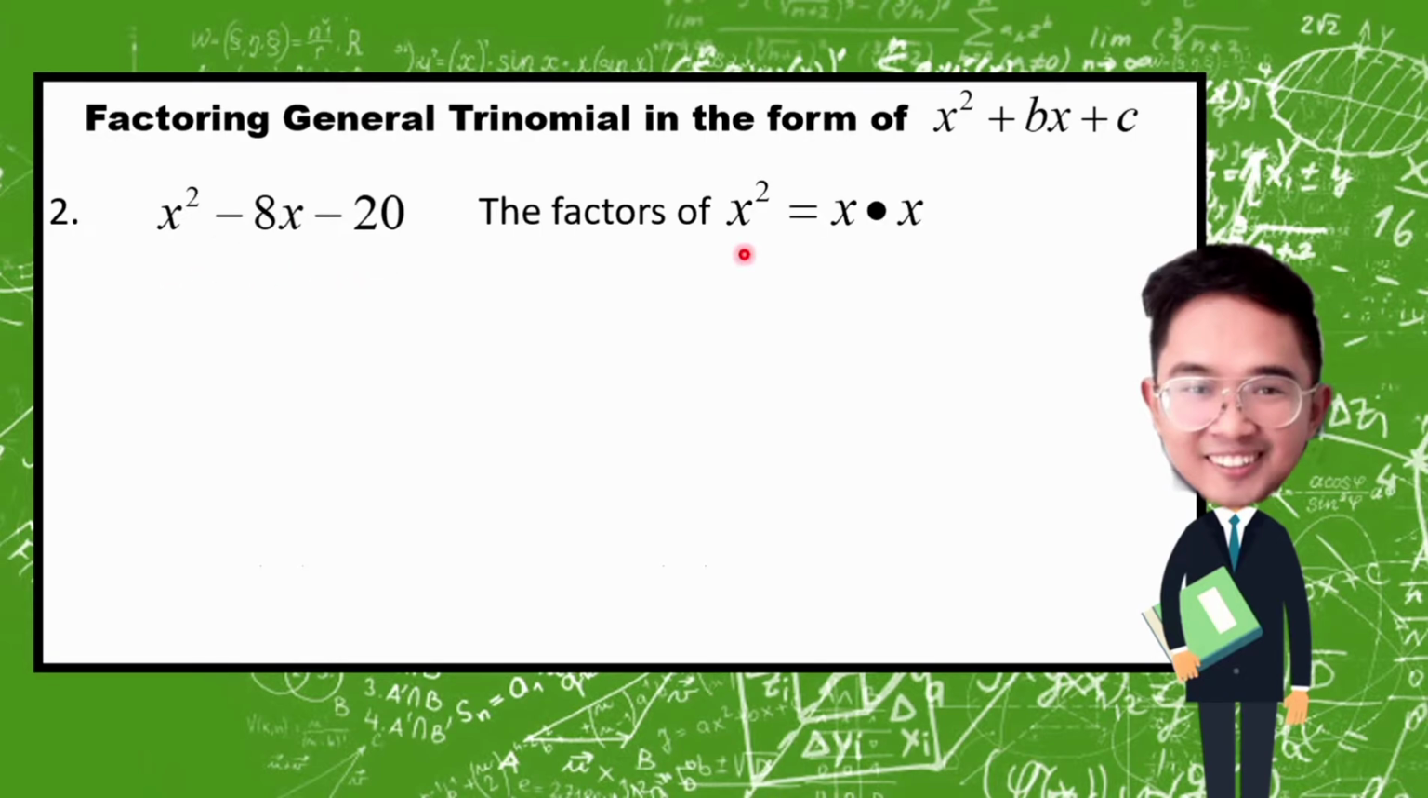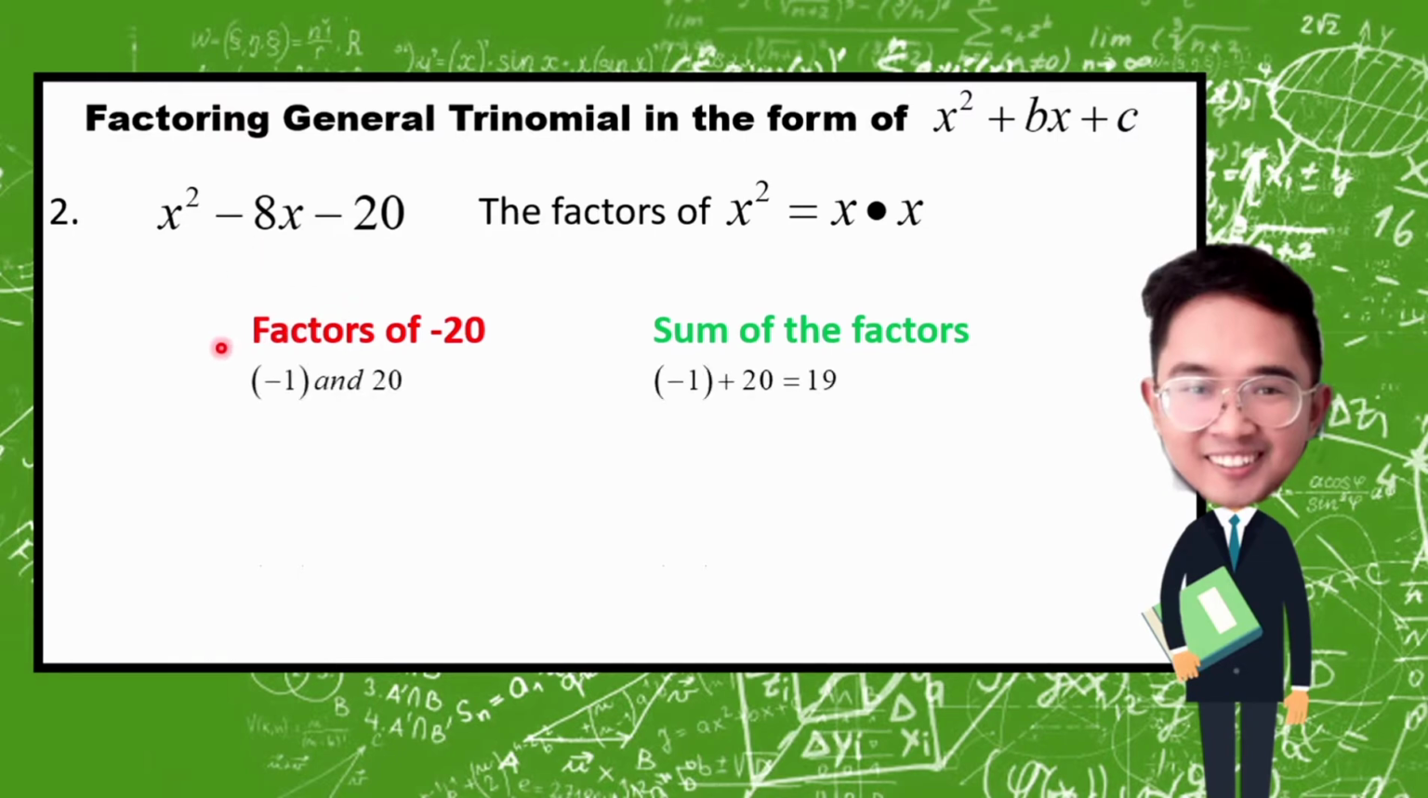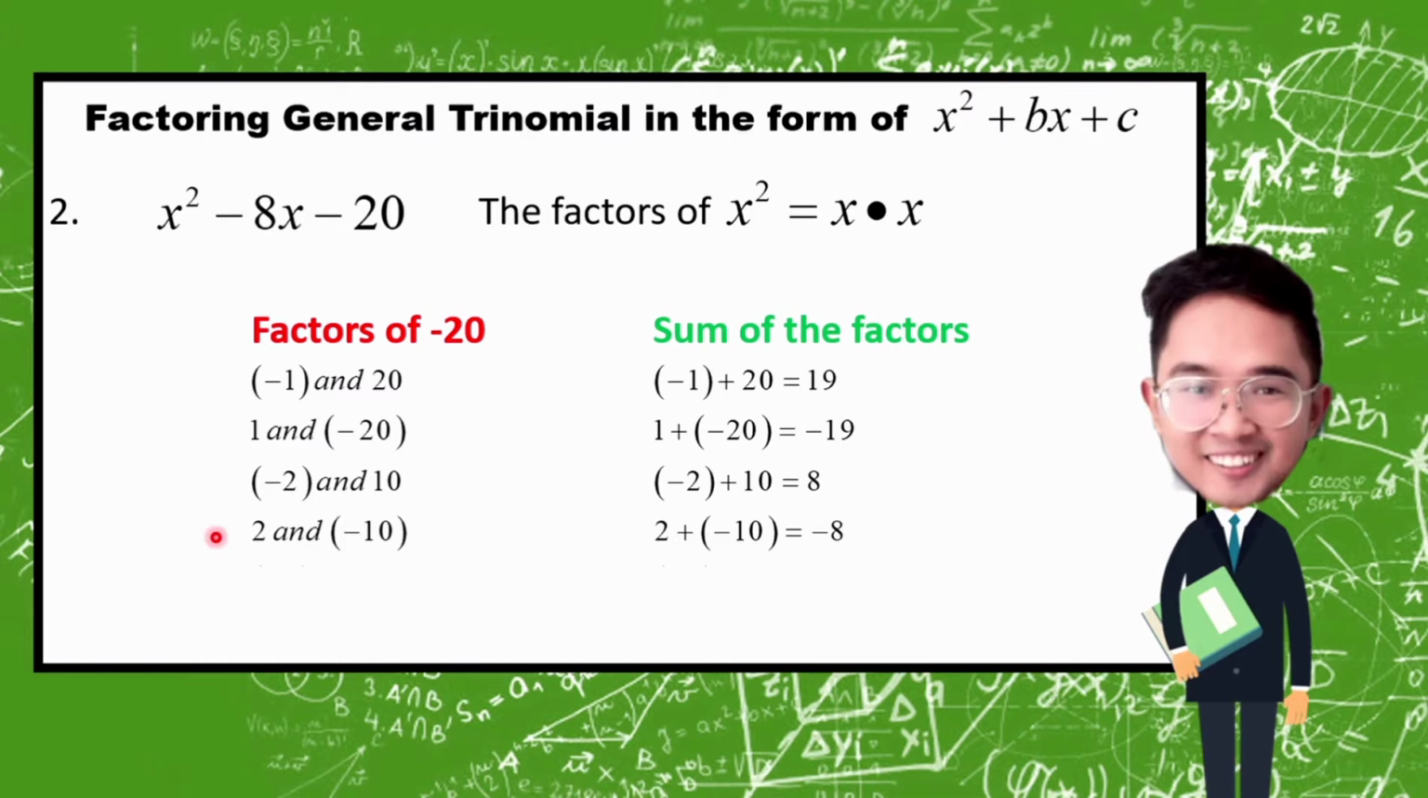The factors are x multiplied by x. List down the factors of negative 20. Take note that the factors of the second term whose product is the last term and whose sum is the middle term. The factors of negative 20 are negative 1 and 20. And if we are going to get the sum of negative 1 and 20, it will become 19. Another factors are 1 and negative 20, whose sum is negative 19. Negative 2 and 10, whose sum is 8. Another factors will be 2 and negative 10, whose sum of these factors is negative 8.